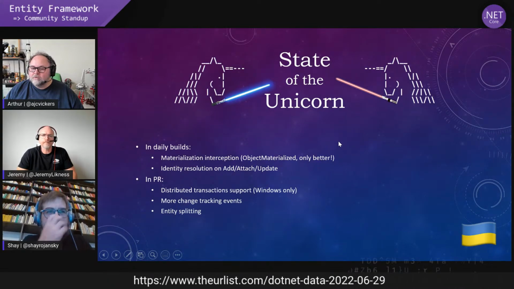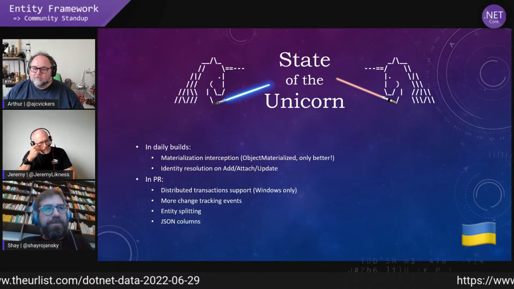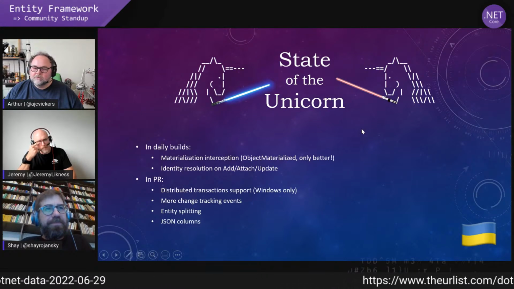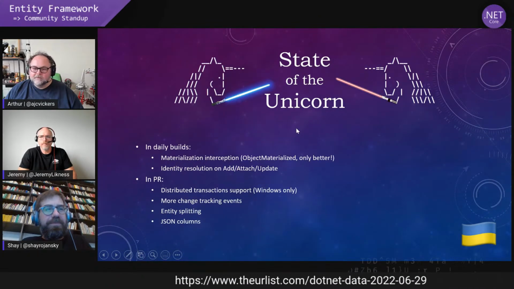Entity splitting is still an ongoing thing. There's PRs out for that from Andri, and Marisi is still working on JSON columns. So hopefully those will get in first. So that's the basic state of the unicorn.